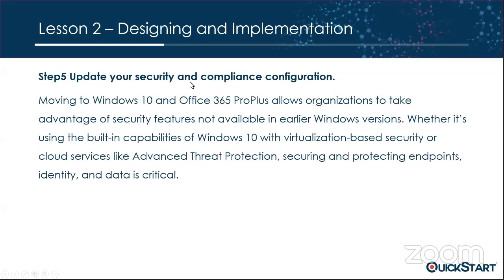Fifth step is update your security and compliance configuration. Moving to Windows 10 and Office 365 Pro Plus allows organizations to take advantage of security features not available in the earlier Windows versions. Whether it's using the built-in capabilities of Windows 10 with virtualization-based security or cloud services like ATP, Advanced Threat Protection, securing and protecting endpoints, identity, and data is critical. So in step 5, there are three things which need to be considered.